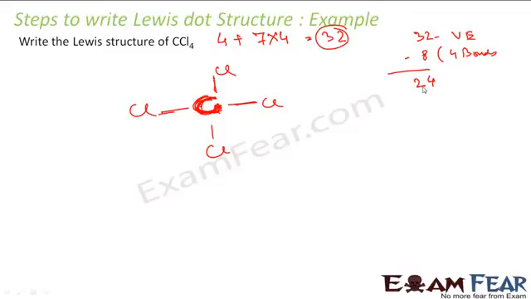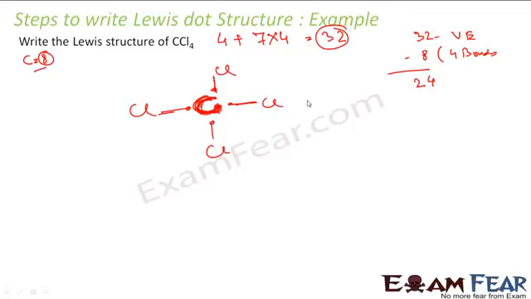Right. So now let me see if my central atom is happy. The carbon has 1, 2, 3, 4 electrons plus 4 shared electrons. 4 plus 4, so carbon now has 8 electrons. With 8 electrons, carbon is happy, right? So I need not worry about carbon.